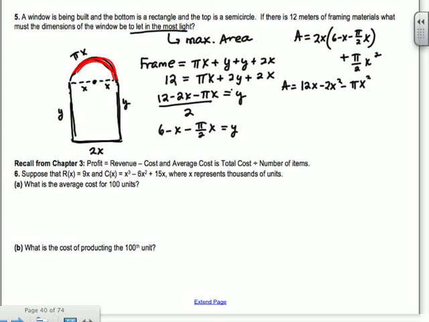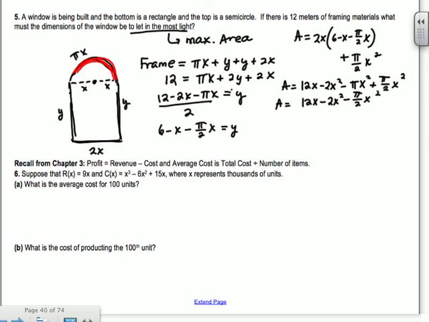Why is it pi over 2 then? Because you said pi squared. Yeah, because it's just a semicircle. So you need pi over 2. So you really have 12x minus 2x squared minus pi x squared plus pi over 2 x squared.